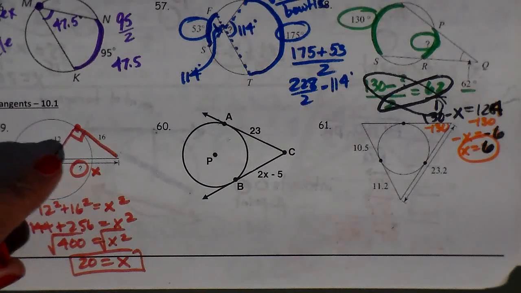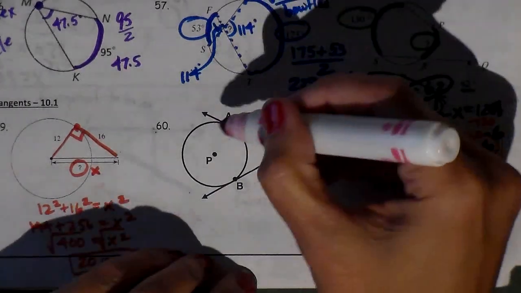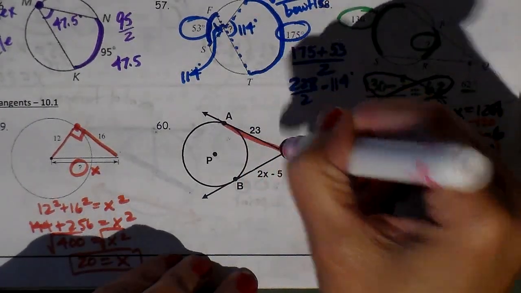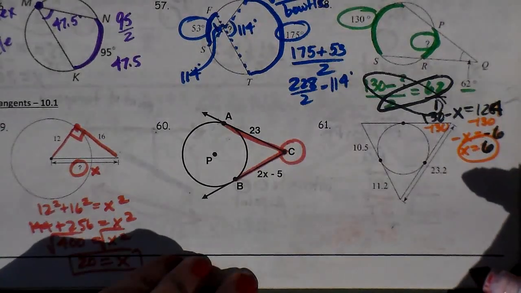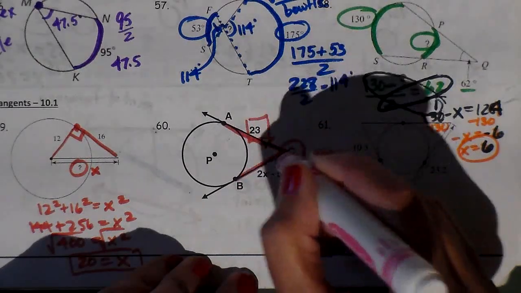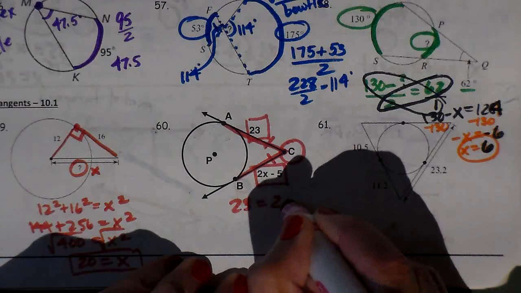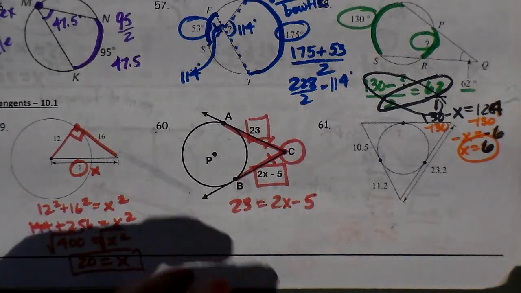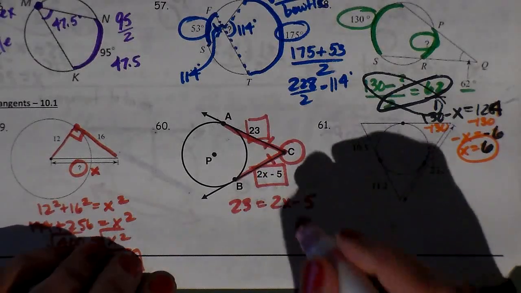Again, I know that's a right angle because that's a radius and a tangent. So let's look at 60. When you have two tangents that connect to a circle and go to the same exterior point, they're congruent. So 23 is the same length as 2x minus 5, because they're two tangents that go to the same circle from the same exterior point.